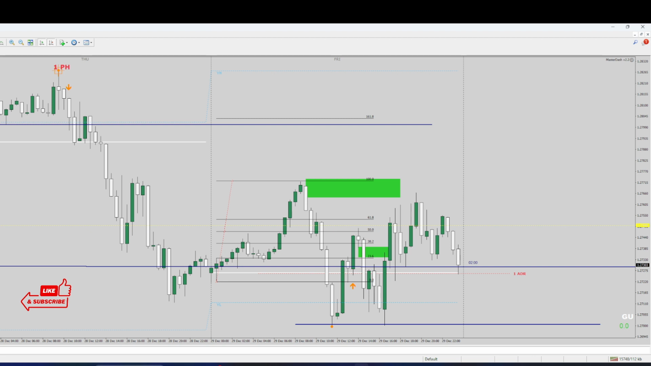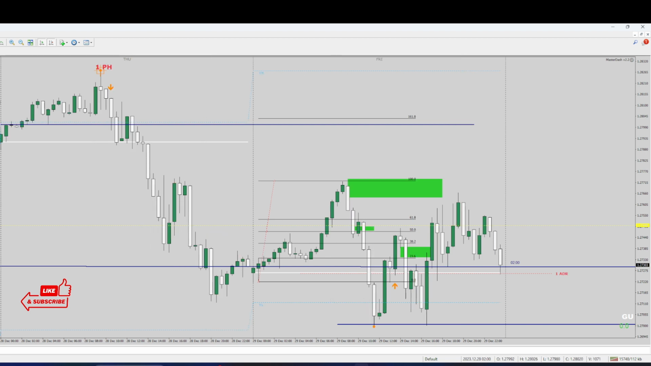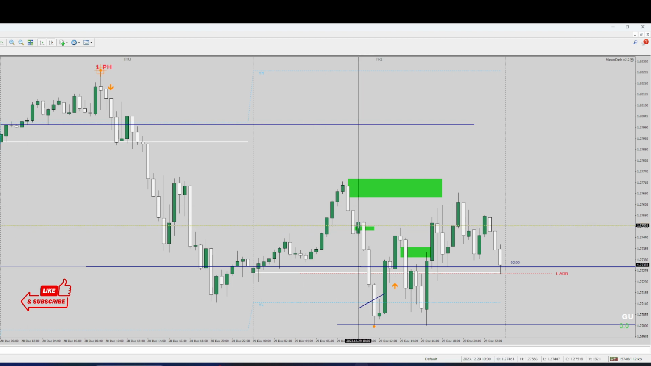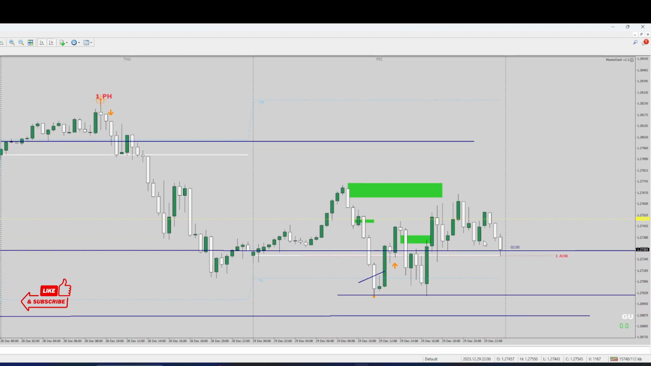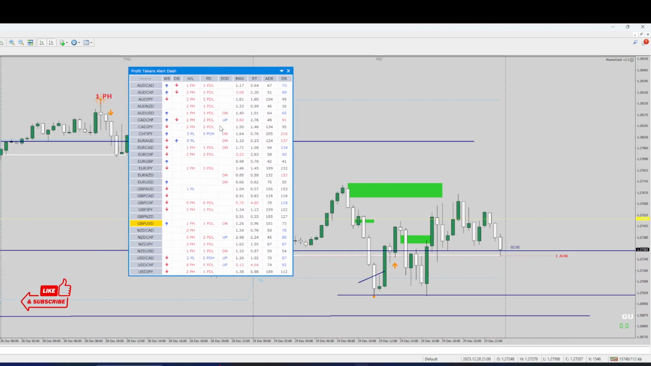Here's your second entry. Beautiful entry. And then our target for this particular one is yesterday's low, as you can see right here. So if you were lucky enough to catch this trade in London, guys, that's about 39 pips. All right. Didn't play out very well for us New Yorkers. Ugh, was not happy. All right, then we move on.